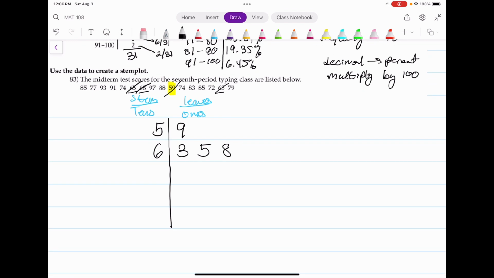So now looking at my 70s, I have 77, 74, 74 again, 72, and 79. The smallest one is 72. So that's 7 tens and 2 ones. Then we have 2 74s. So that's 7 tens and 4 ones. You're going to write it twice because of having the 2 74s. Then we're going to continue this process. So then it's going to be 77 and 79.